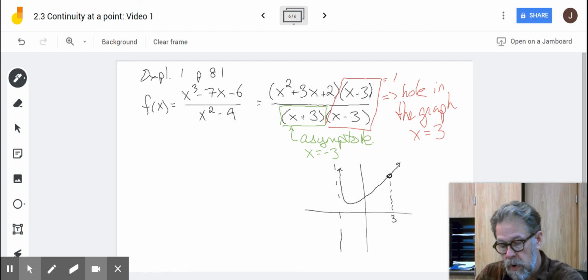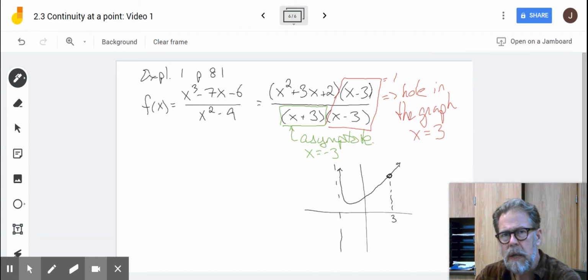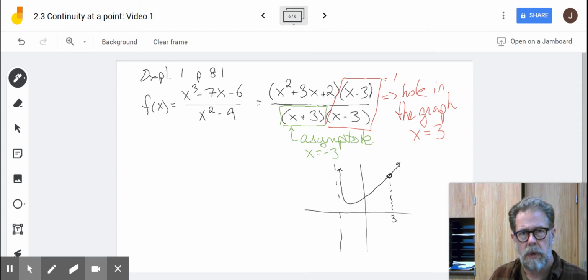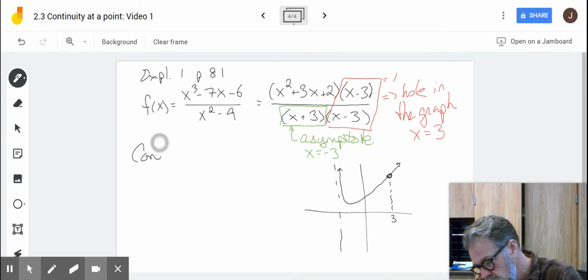Okay, so you're probably wondering, where were we going with this? Why did we do this factoring? Why did we figure out that there was a hole at x equals 3? Well, the question is, can we fix the hole? We want to make a new function that does not have a hole. We want to turn this into what is called a continuous extension.